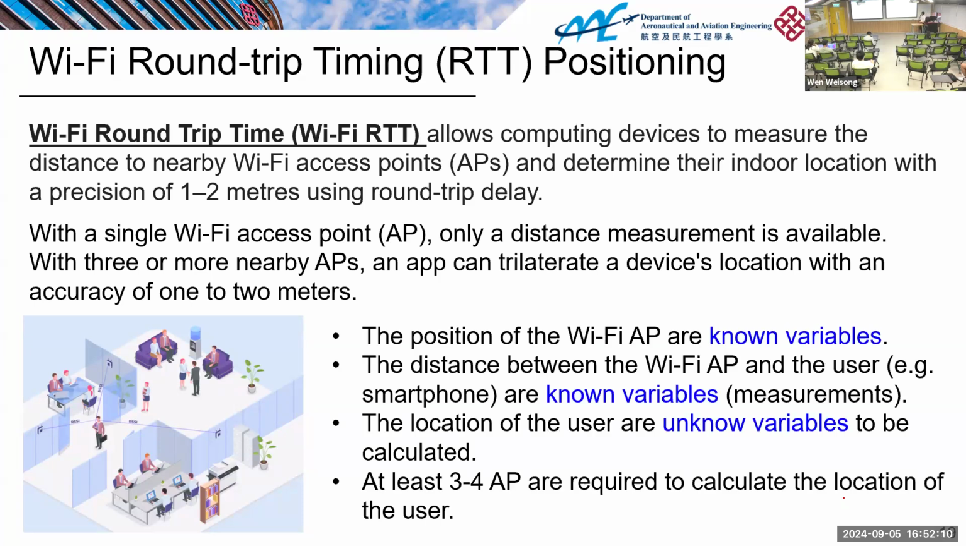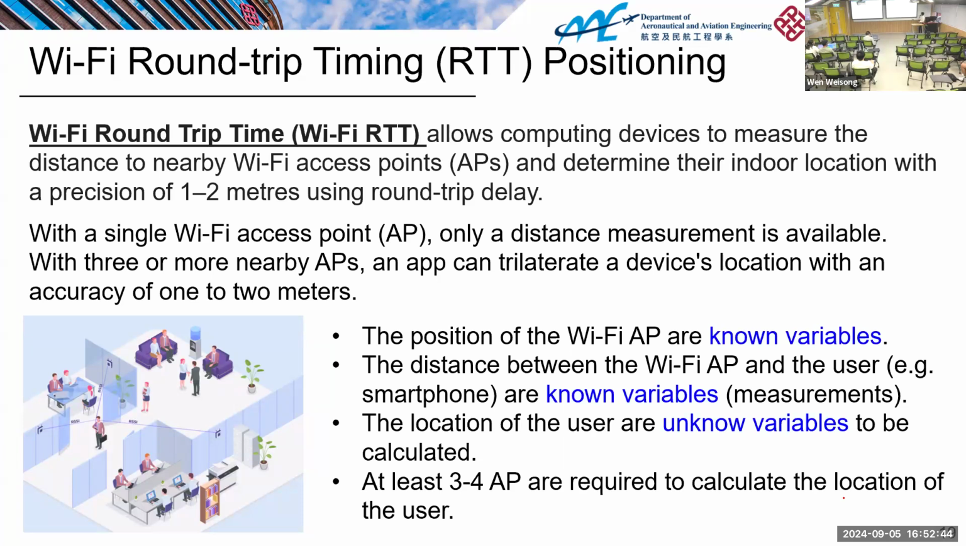Okay, the key features. The position of the Wi-Fi AP, the access point, or Wi-Fi router, is a known variable. In this course, blue words represent the known variables and red words represent the unknown variables. The distance between the Wi-Fi AP and the user, for example a smartphone, is a known variable, received from the TDOA. The location of the user is the unknown variable to be calculated.